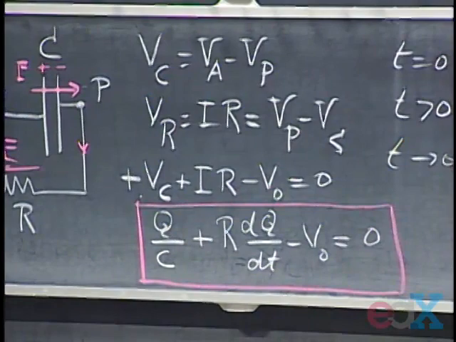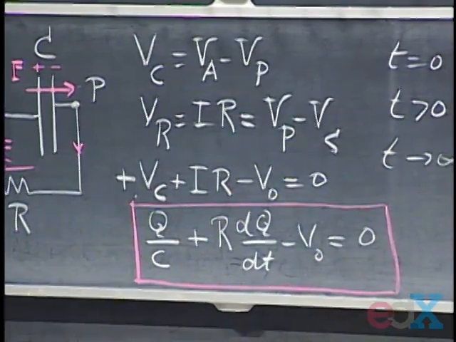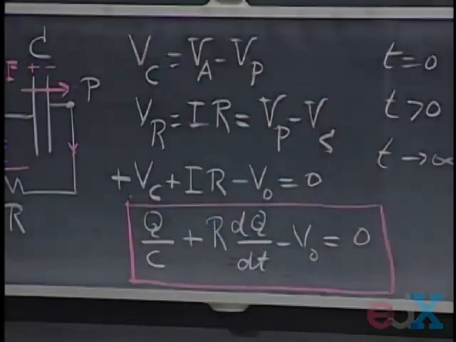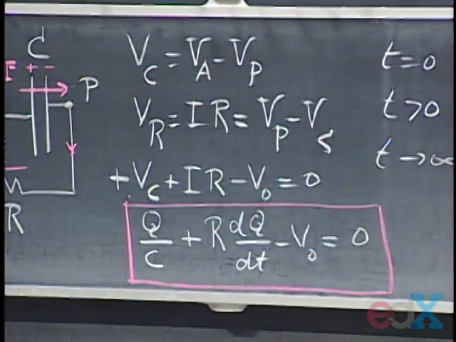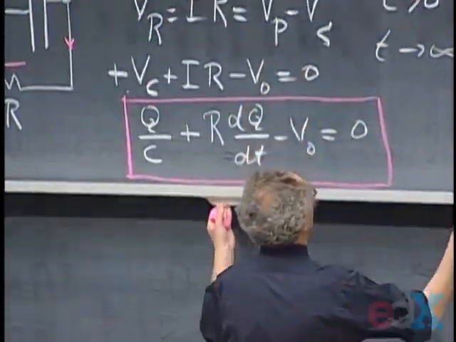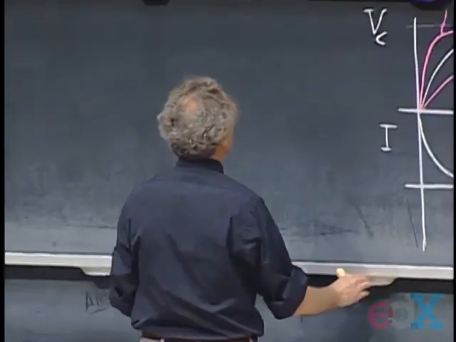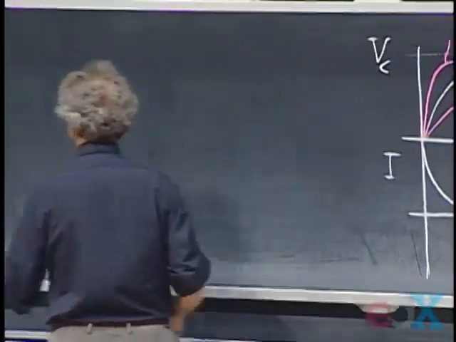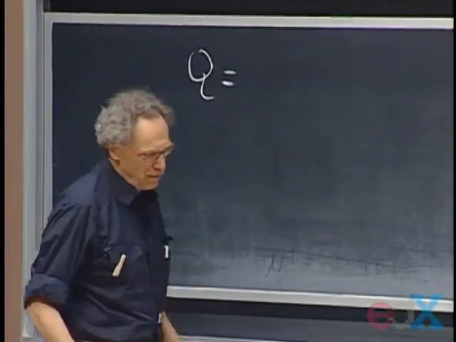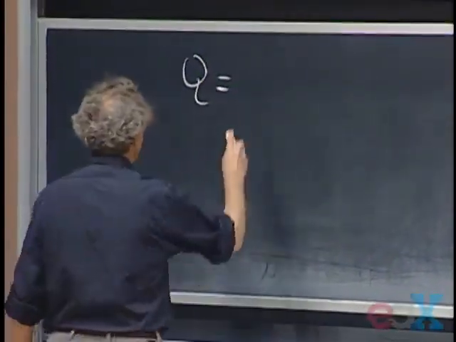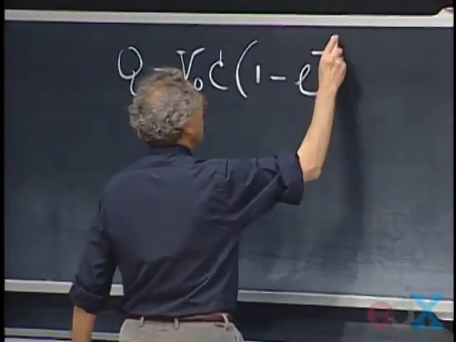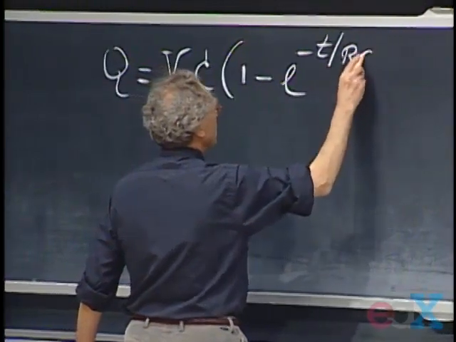And this is a differential equation in Q. We've seen an identical differential equation. It was not in Q, it was in I, but it had, of course, a completely similar solution. And the solution to this differential equation is actually quite simple. I will put it on this board. So this is going to be Q as a function of time, is V0 C times 1 minus E to the minus t over RC.